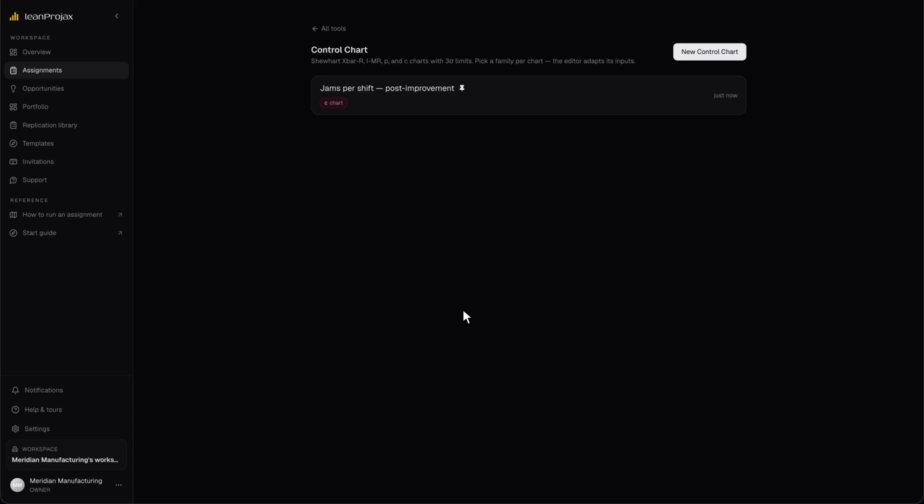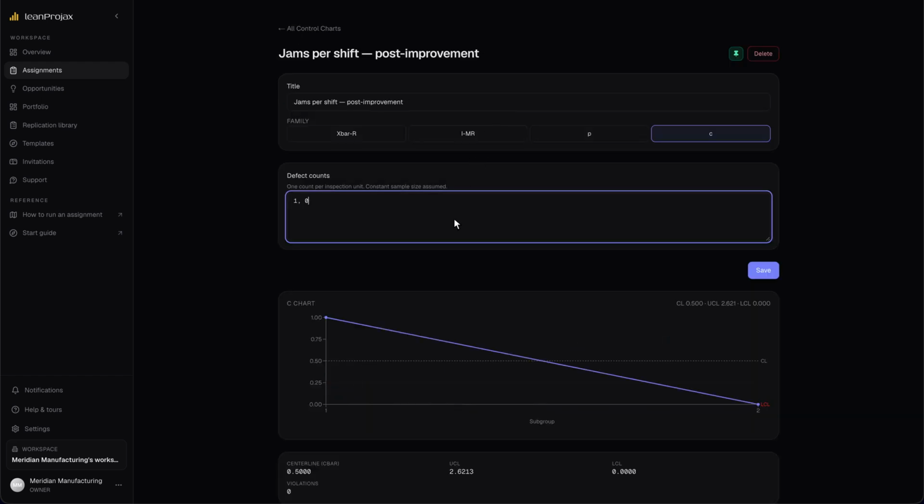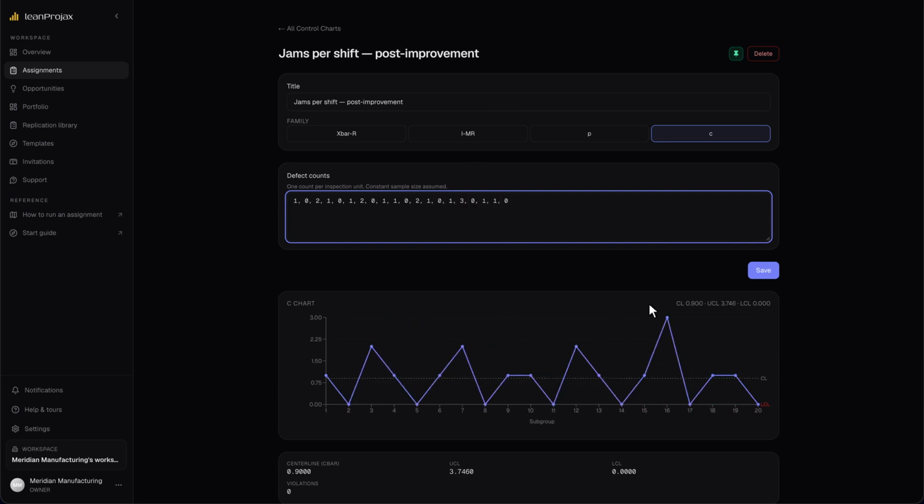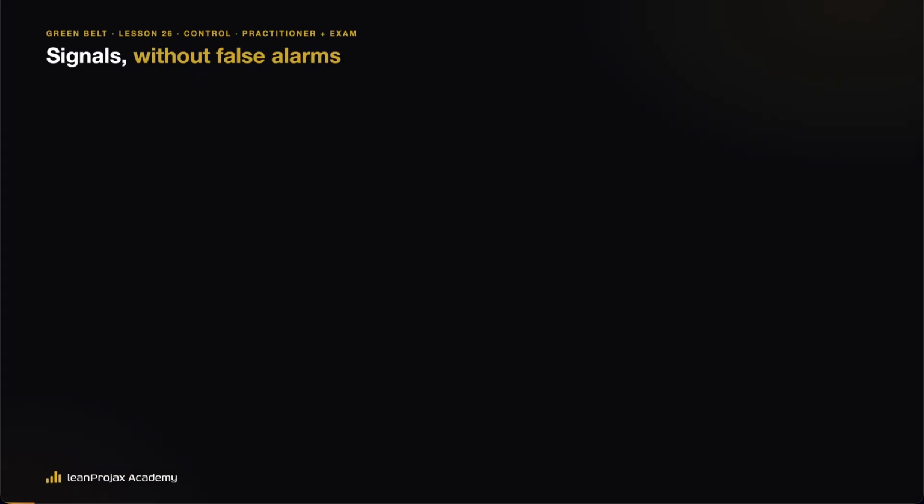Let's put the improved line under guard. I'll use the LeanProjax platform, control chart tool, C chart family, jams per shift, a count per fixed unit of time. 20 post-improvement shifts go in. The chart draws, center line at 0.9, under 1 jam a shift. Remember we started near 3, upper control limit about 3.7. Every point inside, no runs, no trends. The improvement is stable. The new normal is real. And this chart doesn't retire. It stays on the line, and the day a point jumps the limit, the team investigates that shift, not the whole process.